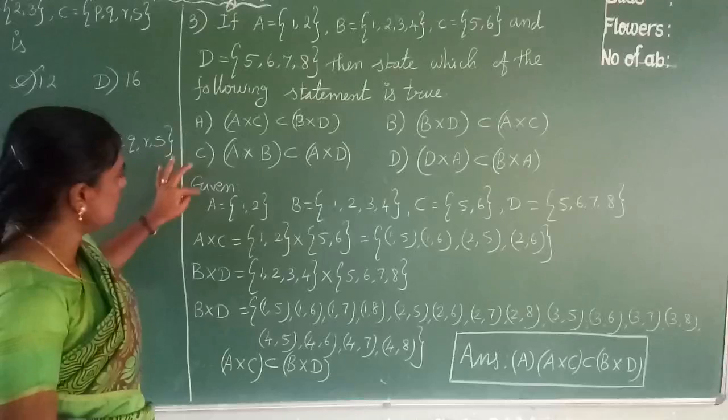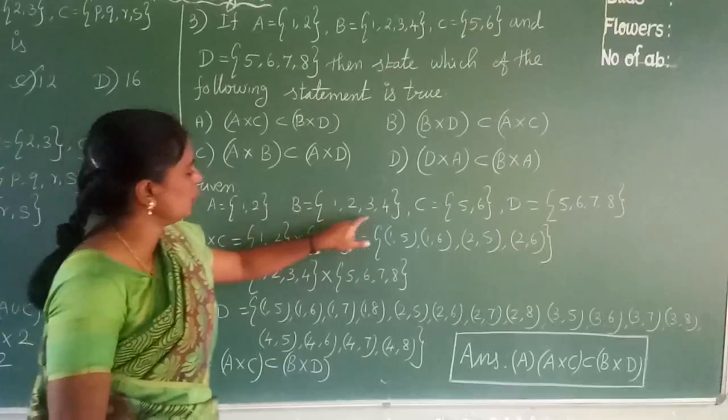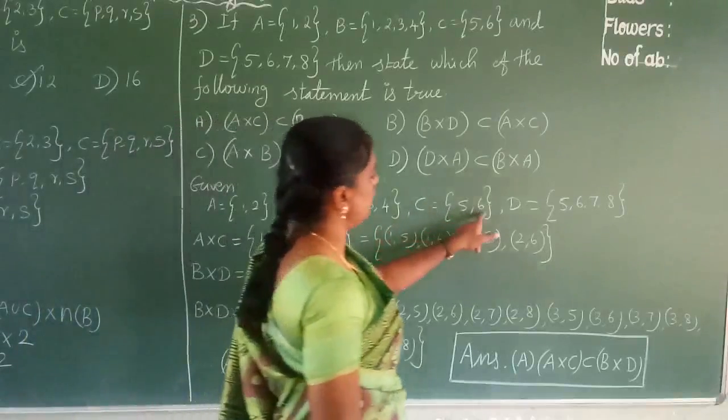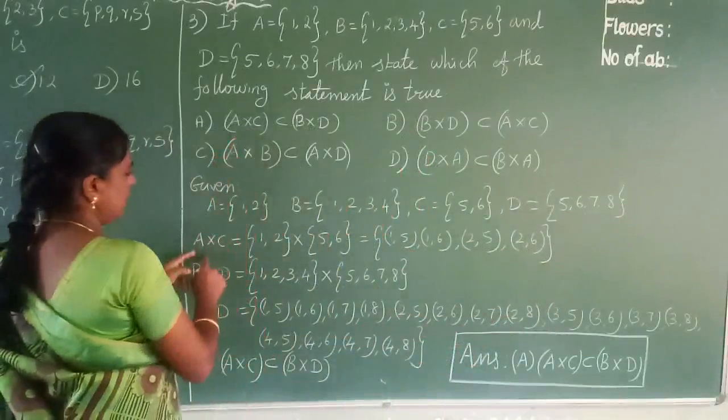So now I find the first option. A is equal to 1, 2, B is equal to 1, 2, 3, 4, C is equal to 5, 6, D is equal to 5, 6, 7, 8. First you find A cross C.